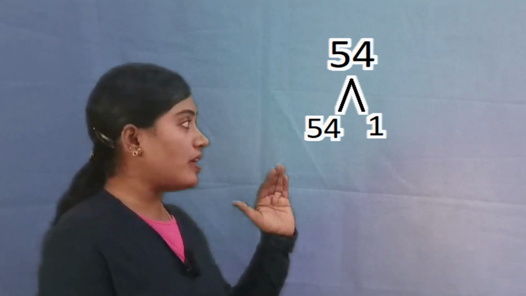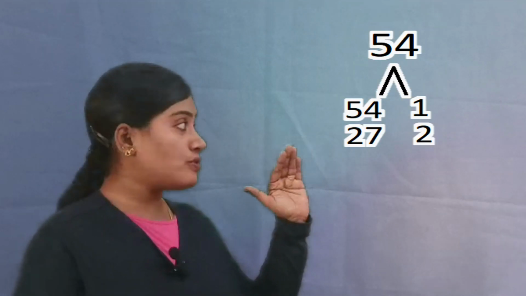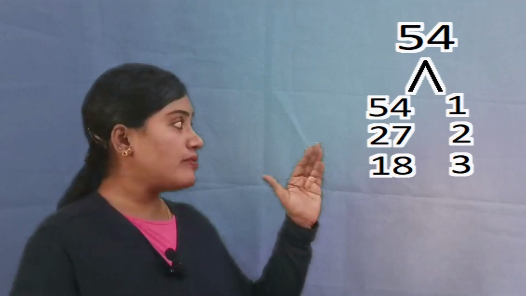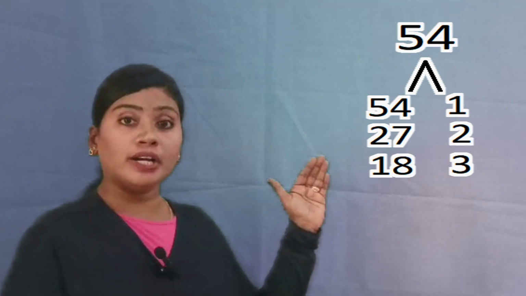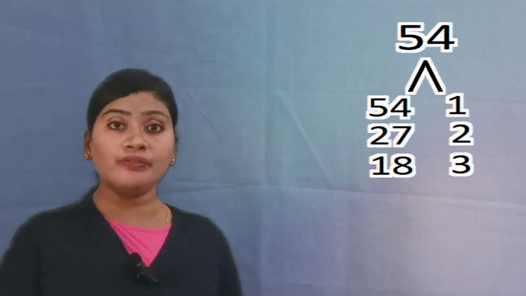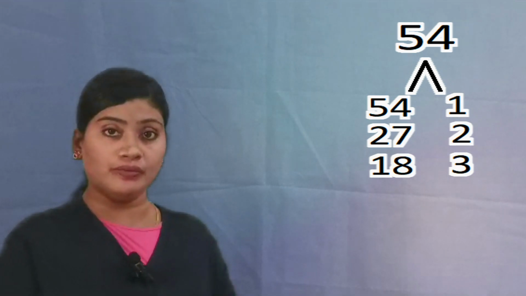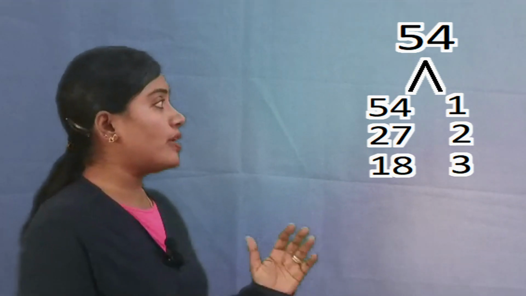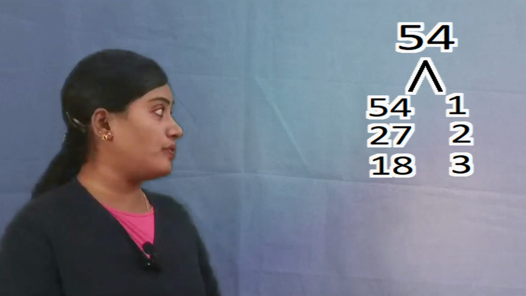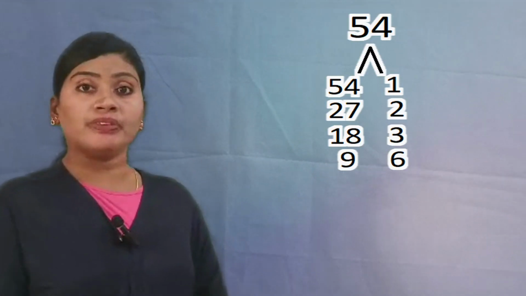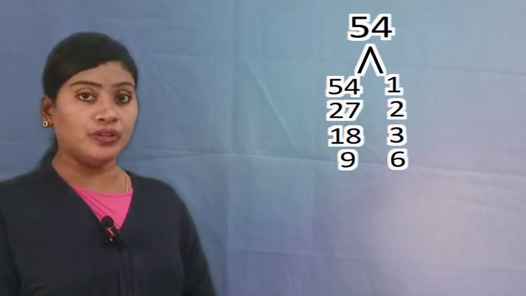We know 1 is a factor of 54, 2 is also a factor of 54, 3 is a factor of 54. Then what about 4 and 5? We know 4 and 5 are not divisible into 54, so we can say that 4 and 5 are not factors of 54. Then 6. We know 9 times 6 is equal to 54.